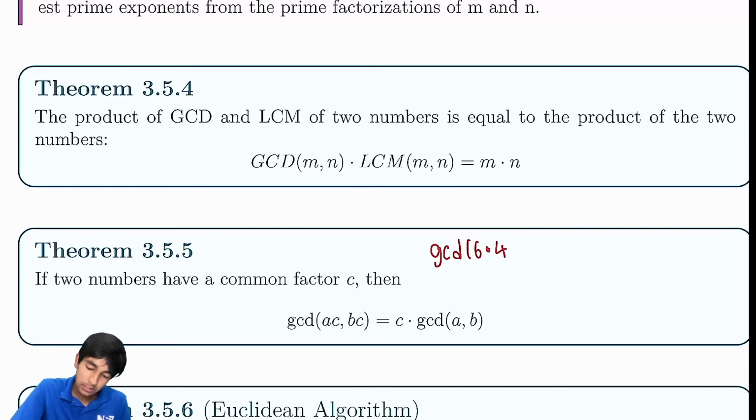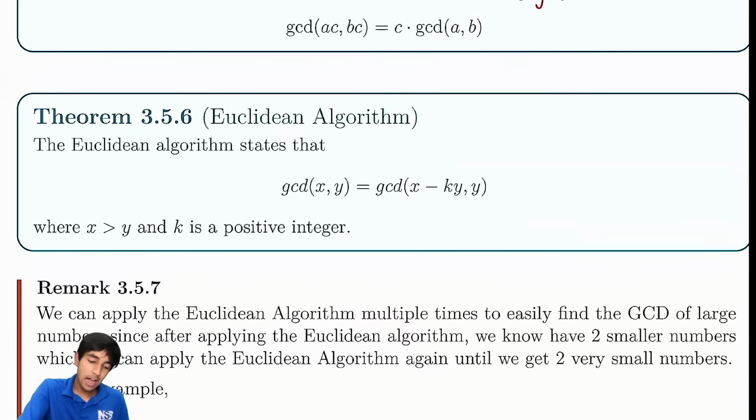We have something like this. To find this GCD, of course, 6 is a common factor. It's just going to be 6 times the GCD of 4 and 12. And now we have Euclidean algorithm, which is super useful for evaluating large GCDs.